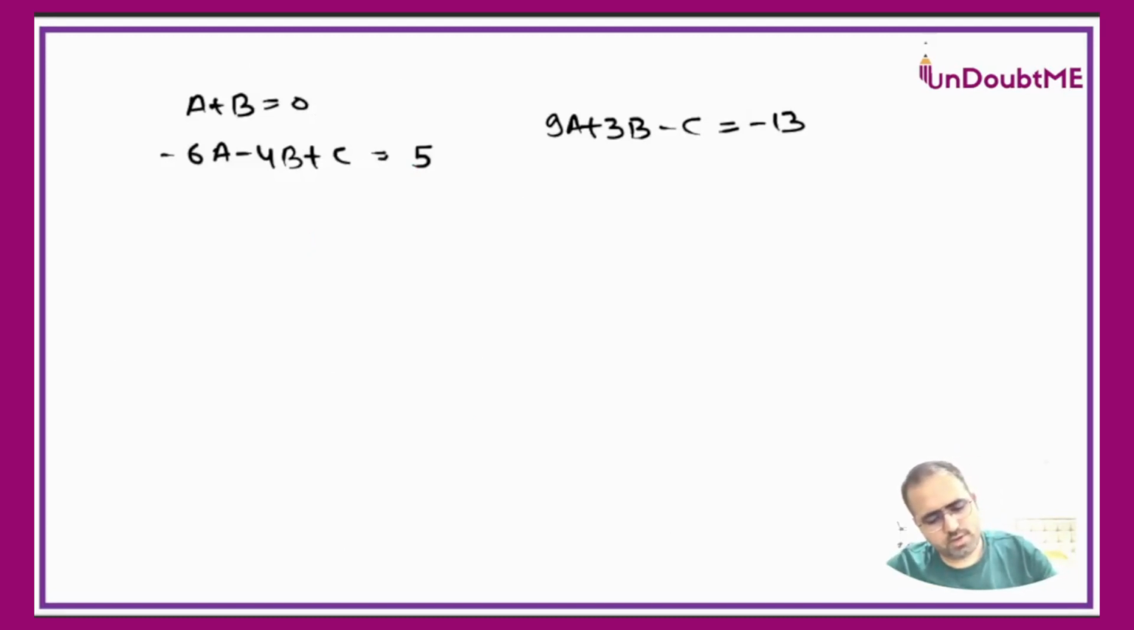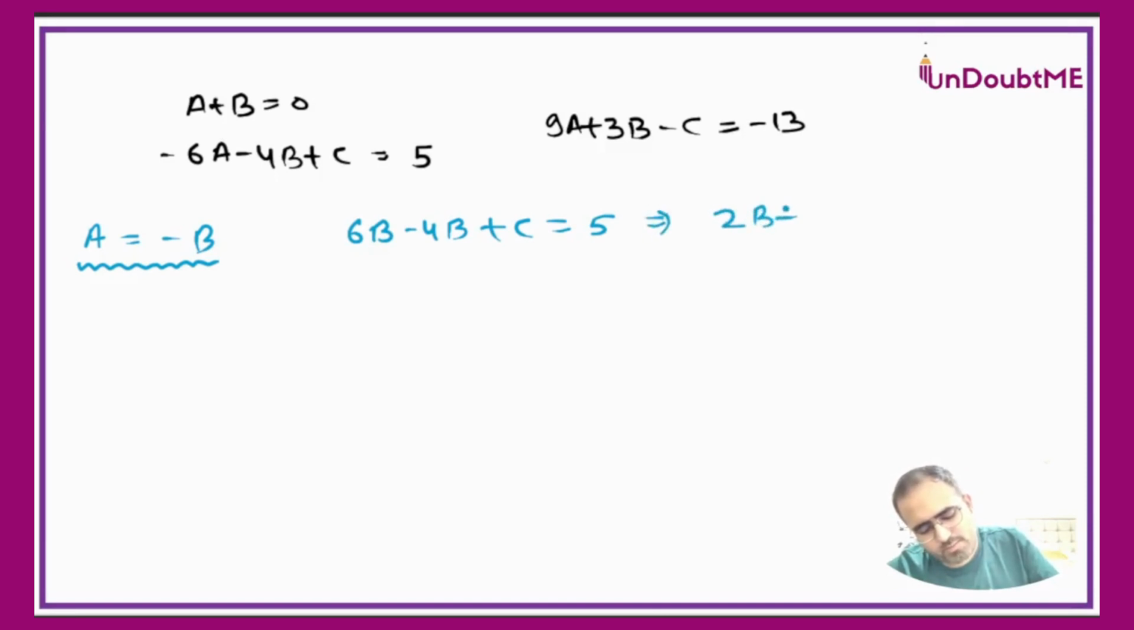Okay, we'll check. I don't have answers. So a is minus b. I will place it in the other two equations. So I'll get 6b minus 4b plus c is equal to 5, which gives me 2b plus c is equal to 5. That is my first equation.